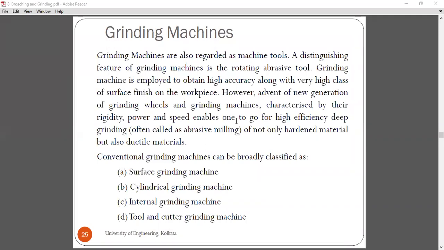So definitely it results in a milling operation, or we can say it's a substitute for the milling operation using abrasive materials. We can also call it abrasive milling. And it can be performed not only on hardened material but also on ductile materials. Now, conventional grinding machines are of these types: surface grinding machine, cylindrical grinding machine, internal grinding machine, and tool and cutter grinding machine. We'll discuss each of these in detail.